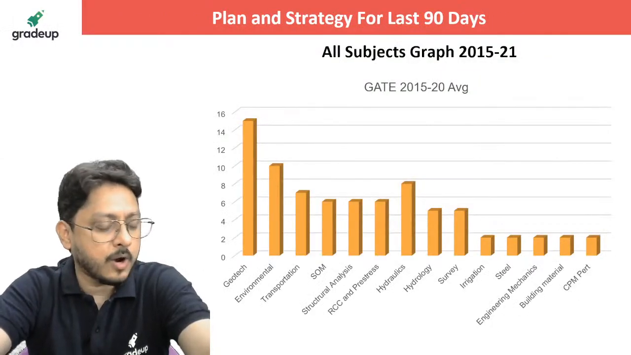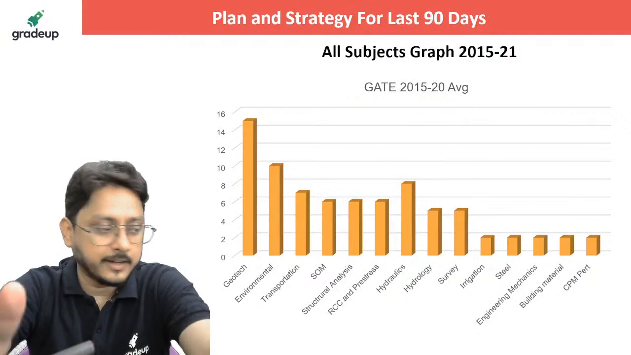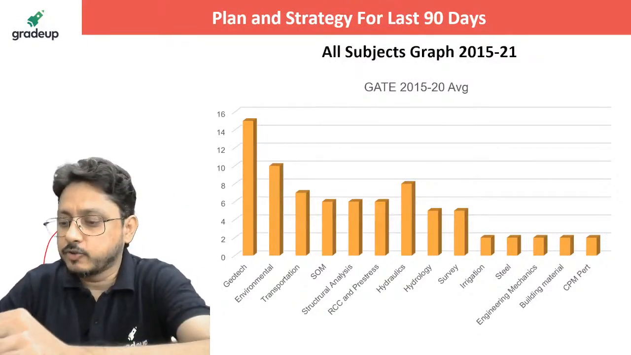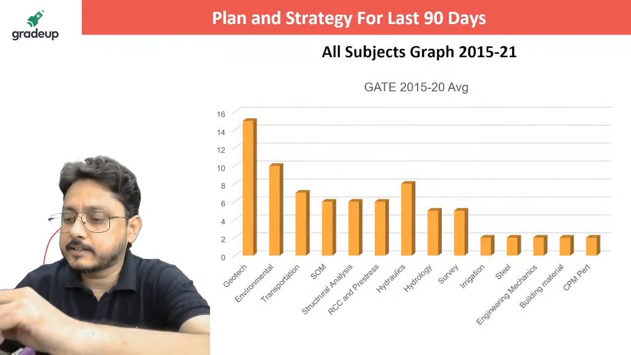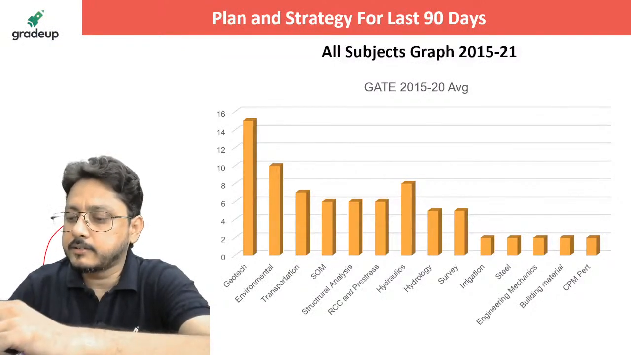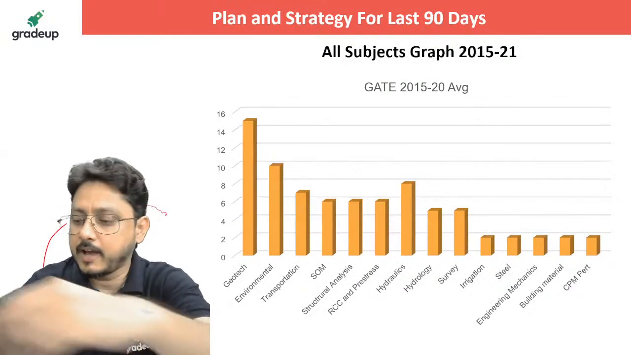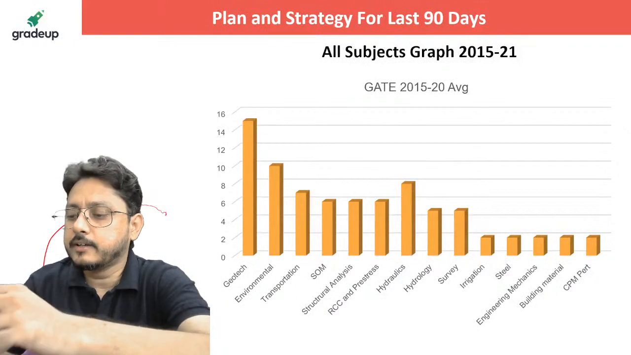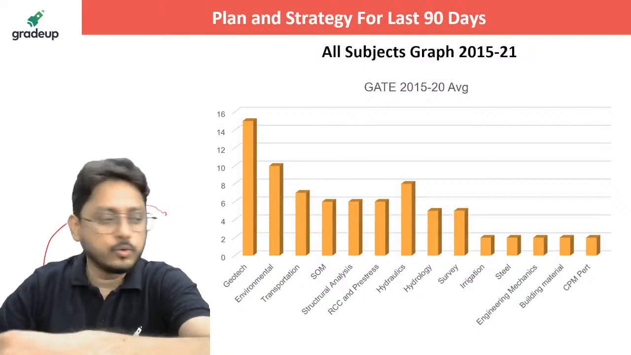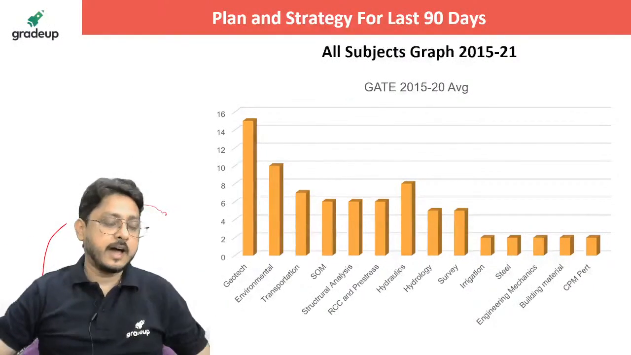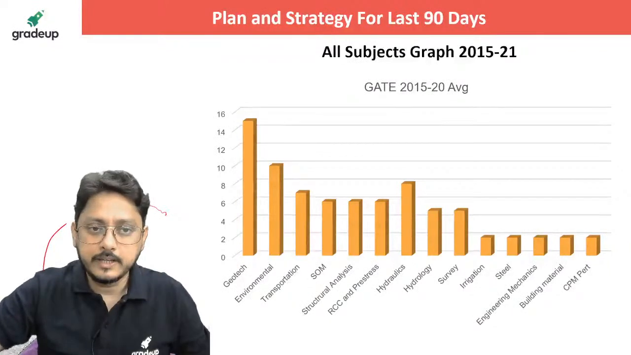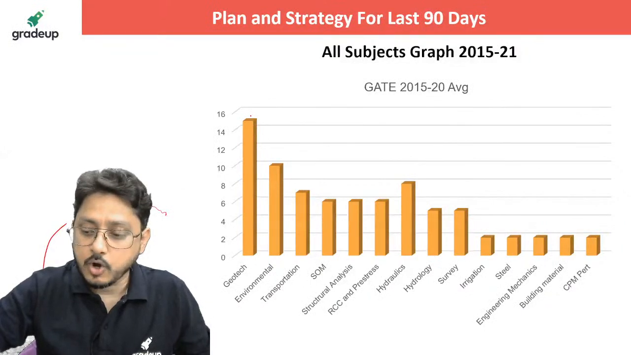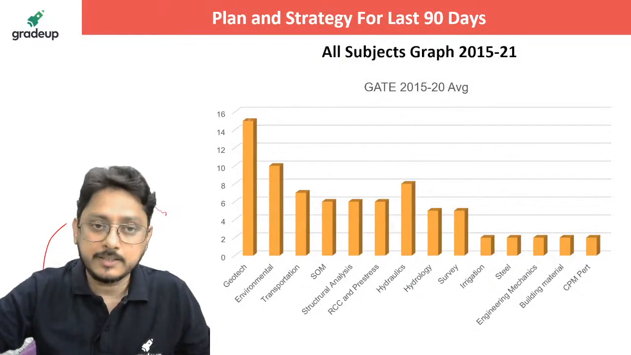See, generally this is my style: I will first ask you to see the trend. If you go through the common trend from 2015 to 21, at least for the last 5, 6 years, you'll identify what they are mostly asking. I'm just talking about the technical subjects, not mathematics and aptitude.